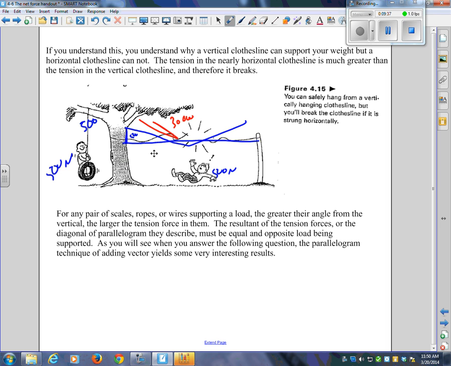angle. For any pair of scales, ropes, or wires supporting a load, the greater their angle from the vertical, the larger the tension force in them. The resultant of the tension forces, or the diagonal of the parallelogram they described, must be equal and opposite to the load being supported. As you'll see when you answer the following question, the parallelogram technique of adding vectors yields some very interesting results. And before I do that, I just want to show you with the actual scales.